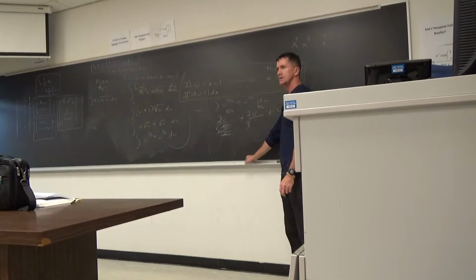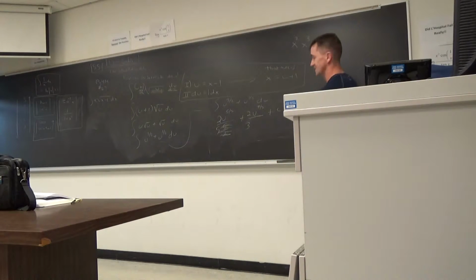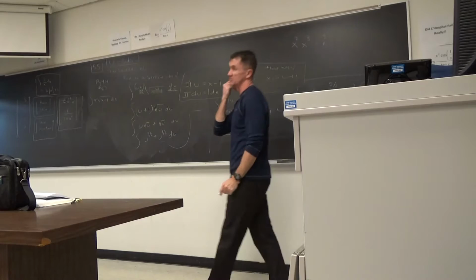And what was u again? x minus 1. Okay, so this is going to look weird. But this is the answer. Ready? 2/5 times x minus 1 to the 5/2 plus 2/3 times x minus 1 to the 3/2. It does look weird though, huh? You don't get many of those though.